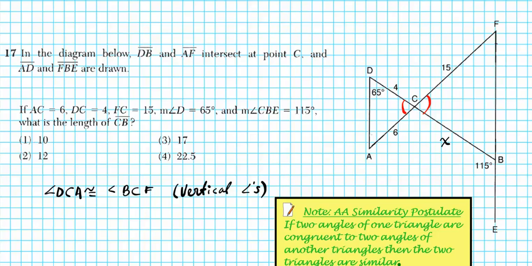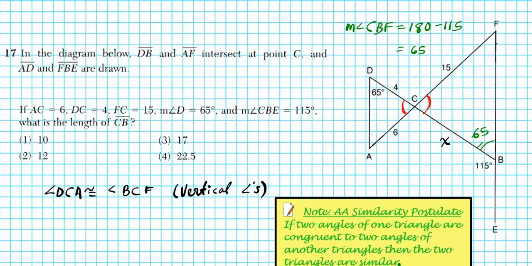Okay, now we have this, something's happening here. CBE is 115, right? So if CBE is 115, it follows that CBF, this angle, is a supplement of 115, right? So the measure of angle CBF is simply going to be 180 minus 115. When you do the calculations, you have 65 degrees. What do you notice?